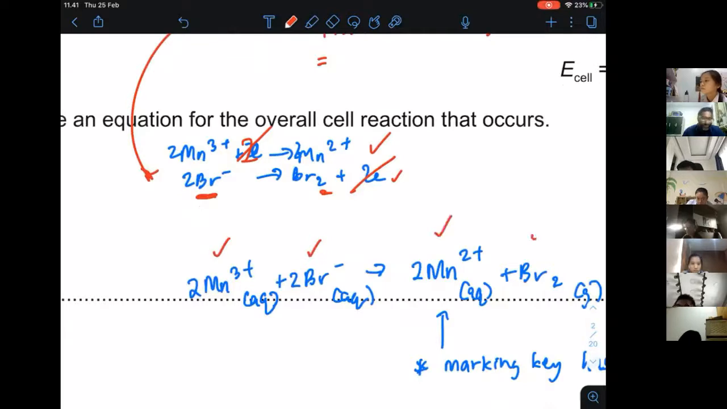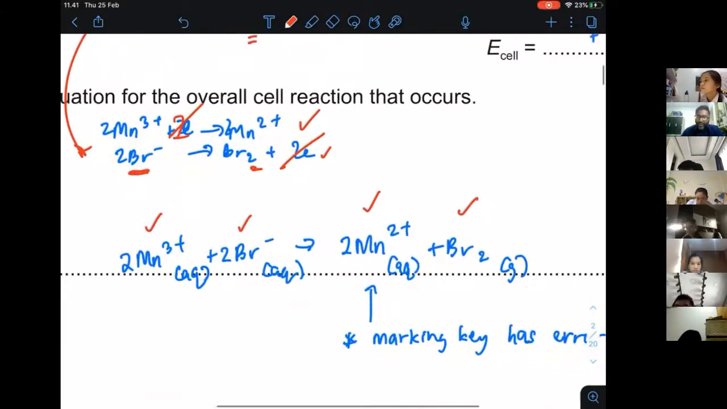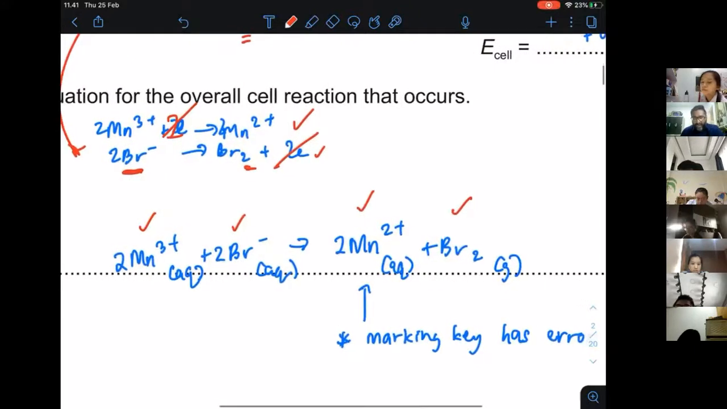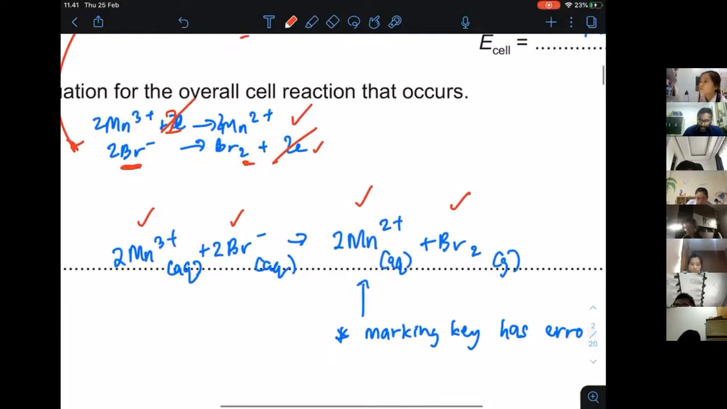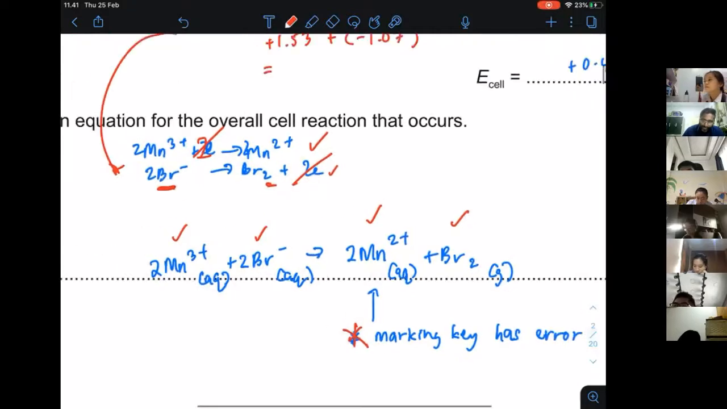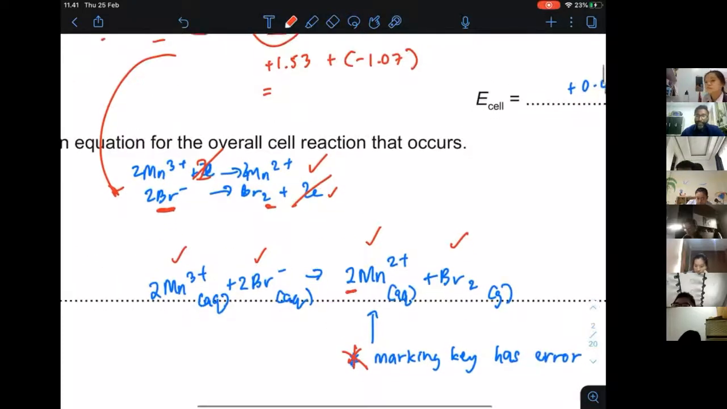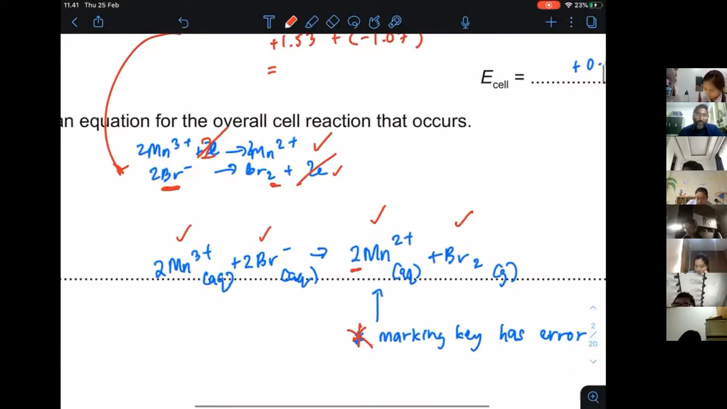Now, please be careful. You can double check the marking key. Your marking key is not always correct, even though it's coming from CIE. Your marking key has an error. Please check. In your marking key, they ignore the 2. They put 1. That is wrong. You must have 2 there. So please double check. Don't follow blindly what the marking key has written. If you're not sure, just ask me. I will try to help you out.